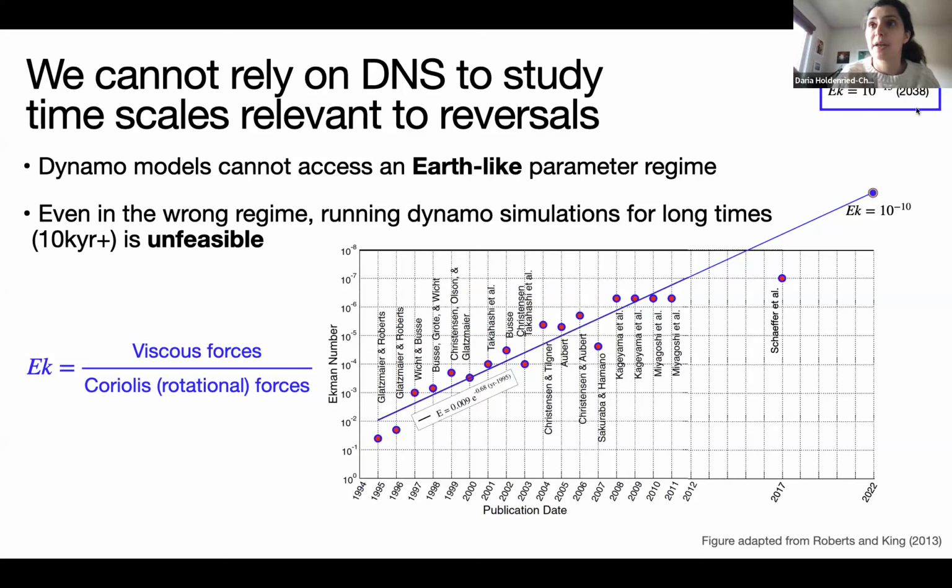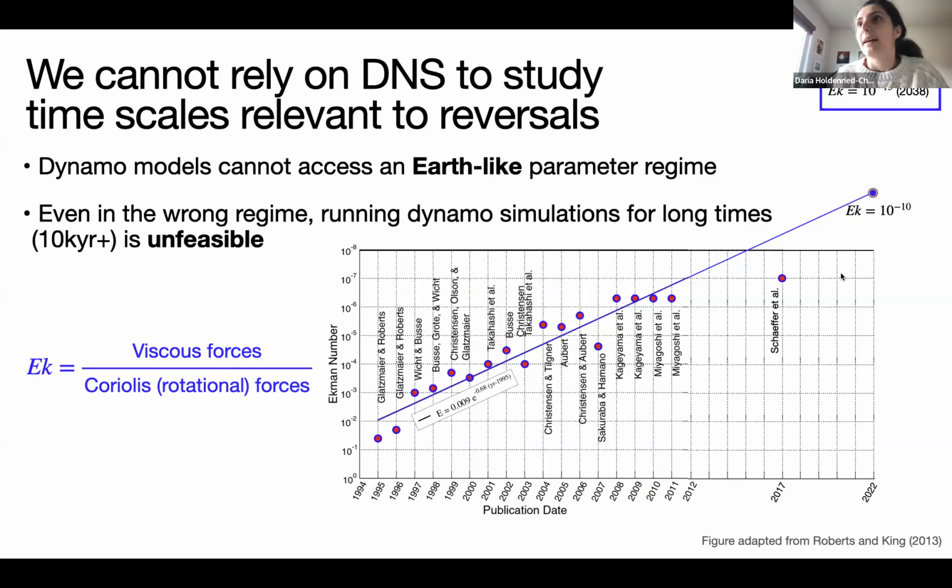This plot is showing you the Ekman number that's been achieved by various different dynamo studies against the publication date, and it's from a review paper from 2013, which is why it's so well populated up to 2012. What was interesting about this review paper is that they tried to extrapolate the trend of the Ekman number that's been achieved by different dynamo simulations, starting from the first one in 1995 by Glatzmeyer and Roberts, and made some estimates of when they thought we might achieve Earth-like parameters. Continuing on this trend, we should achieve Earth-like parameters by 2038.